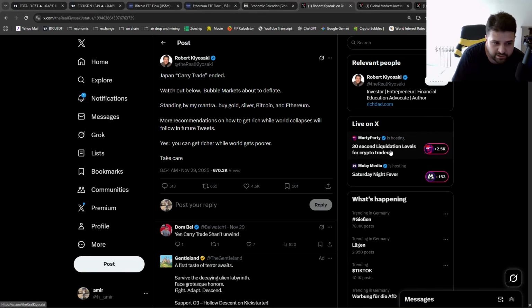Robert Kiyosaki said that the era of free money from Japanese banks has come to an end, and when this free money disappears, the bubble will burst. In the end, he recommended buying Bitcoin, Ethereum, and gold and silver. In my opinion, when the bubble bursts, nothing will be safe, even gold.